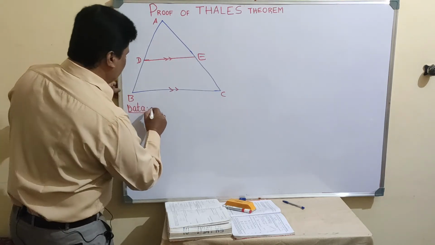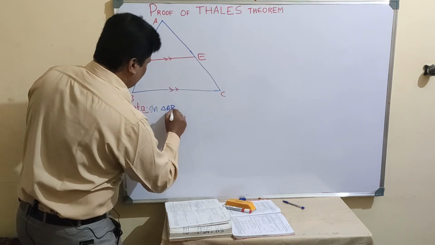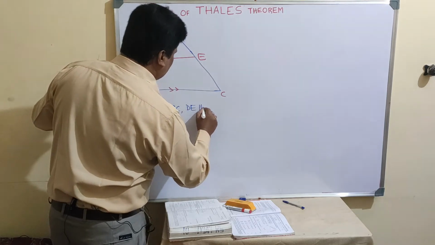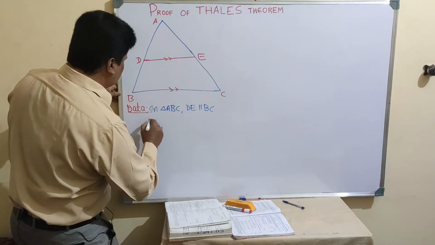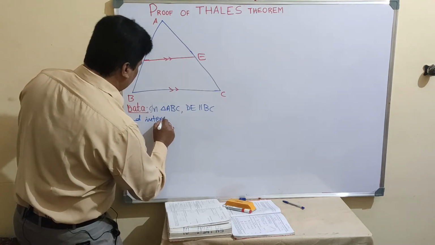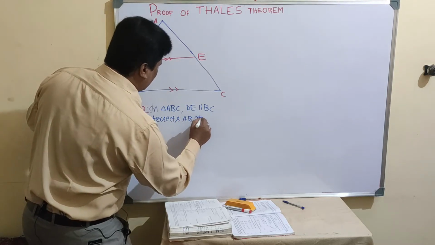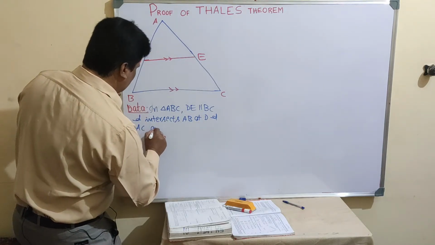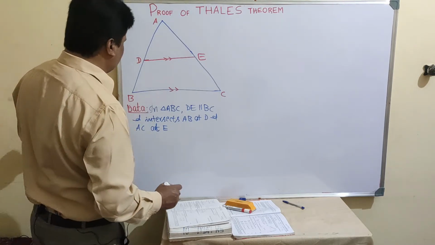Given: in triangle ABC, DE is parallel to BC and intersects AB at D and AC at E. That's what is given.